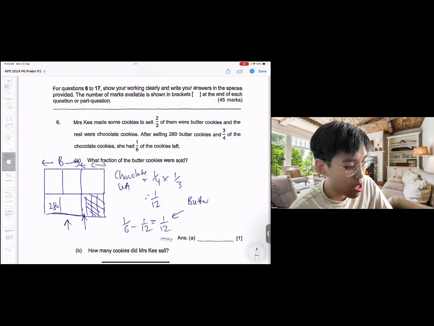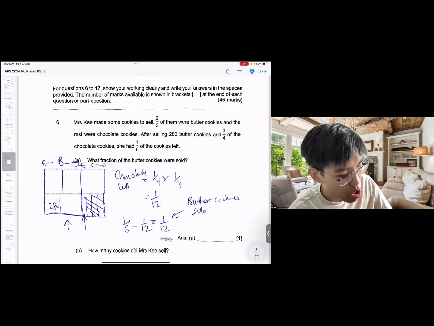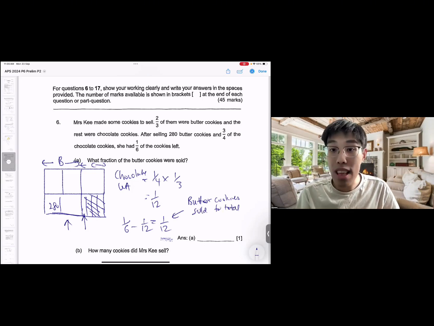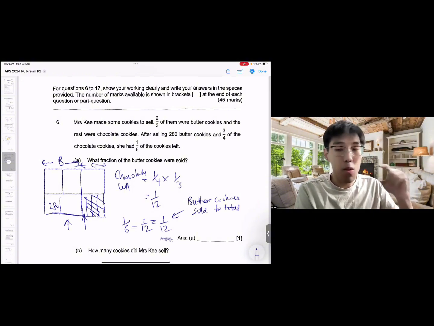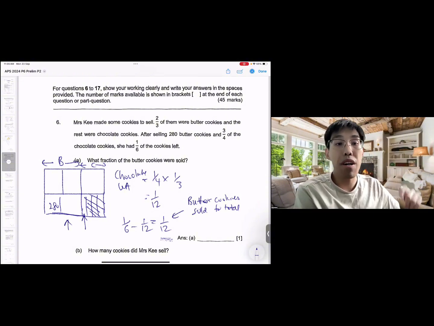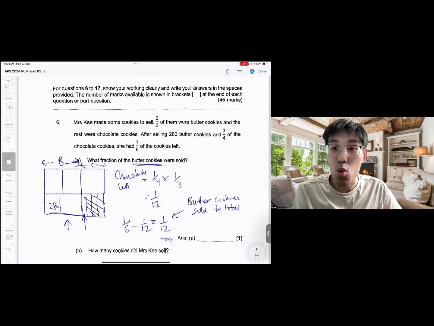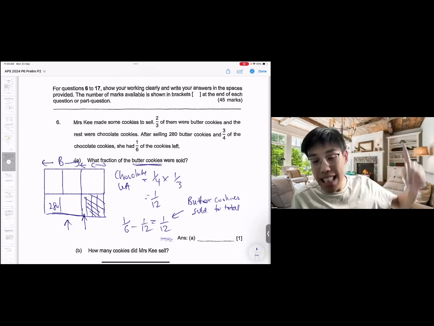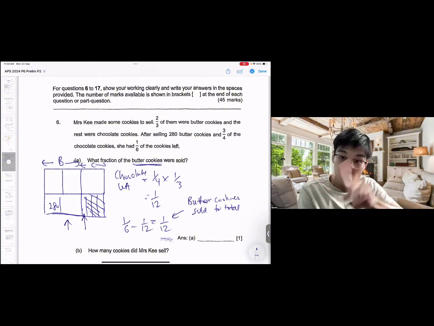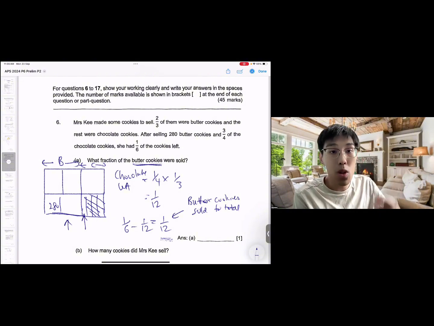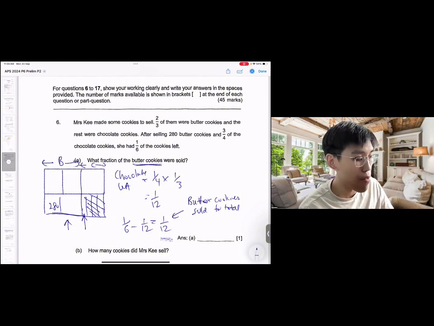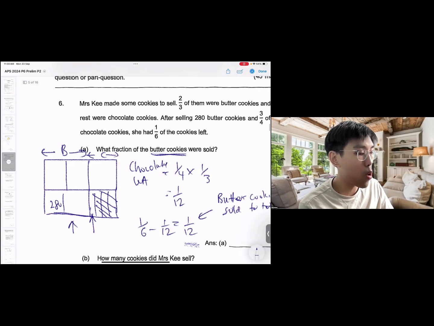What fraction of the butter cookies are sold? This is butter cookies sold to the total. It's not, because we have to read the question very carefully. What fraction of the butter cookies? This is the butter cookies, not the total. So 1/12 is not my answer. So what do we need to do? The whole thing is 1/12.